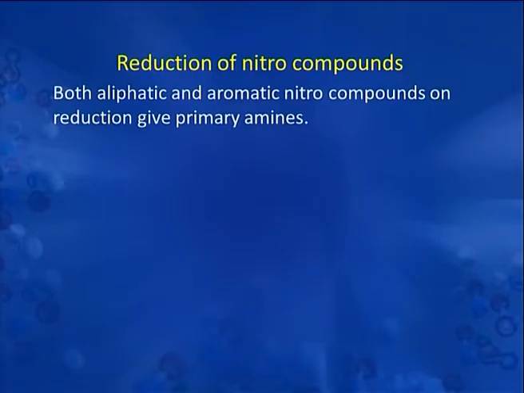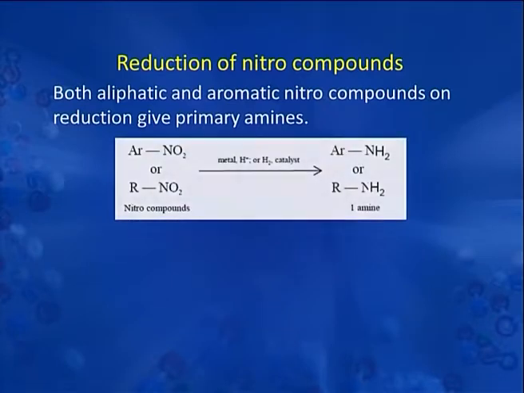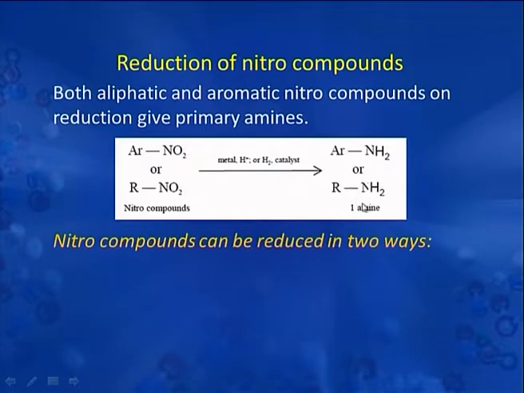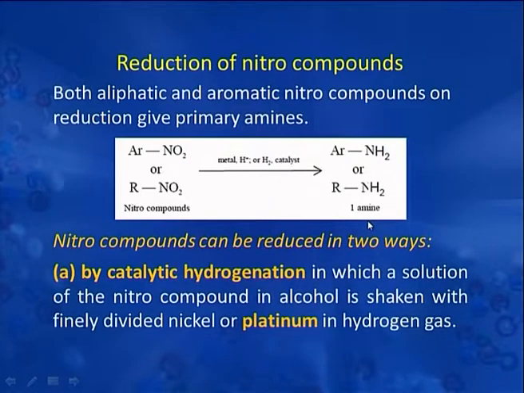Now we will start with the reduction of nitro compounds. Both aliphatic and aromatic nitro compounds on reduction give primary amines. You can see here that this is an aromatic nitro compound and this is an aliphatic nitro compound. Both of them, when treated with metal in the presence of a hydrogen catalyst, form primary amines. Nitro compounds can be reduced in 2 ways.